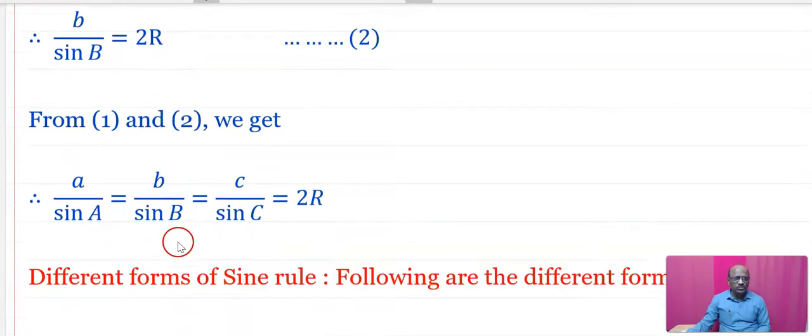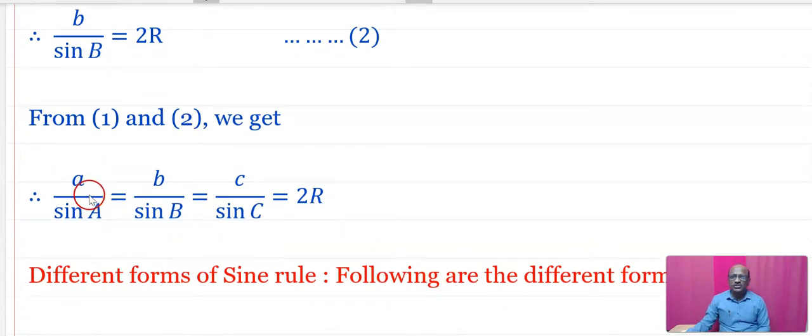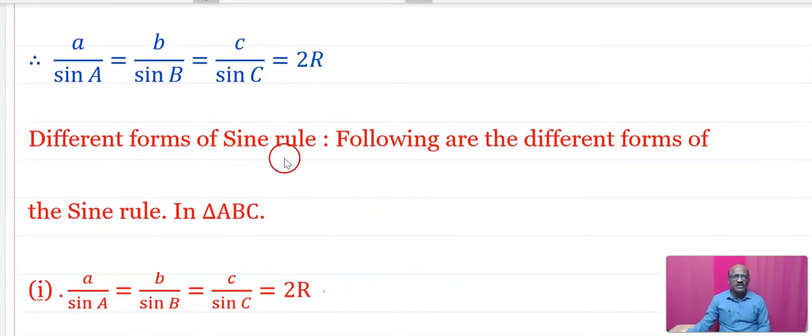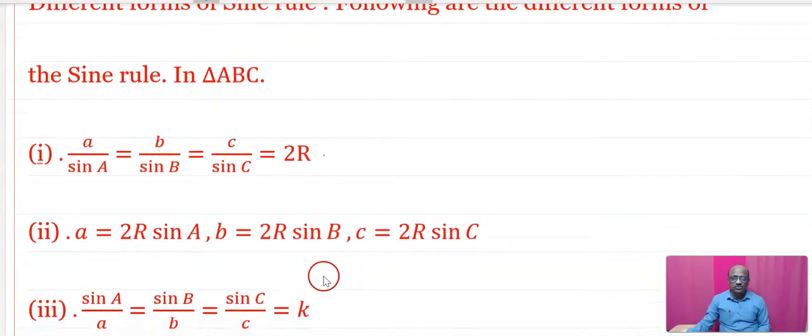Therefore, from 1 and 2, we have the value of each ratio, that is a upon sine A is equal to b upon sine B is equal to c upon sine C, and that is equal to 2R. Different forms of the sine rule. Following are the different forms of the sine rule in triangle ABC. First, a upon sine A is equal to b upon sine B is equal to c upon sine C is equal to 2R.